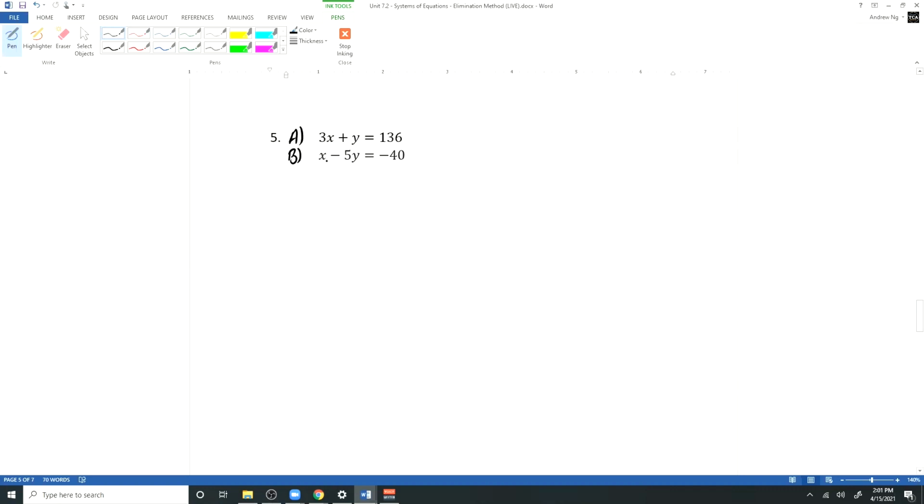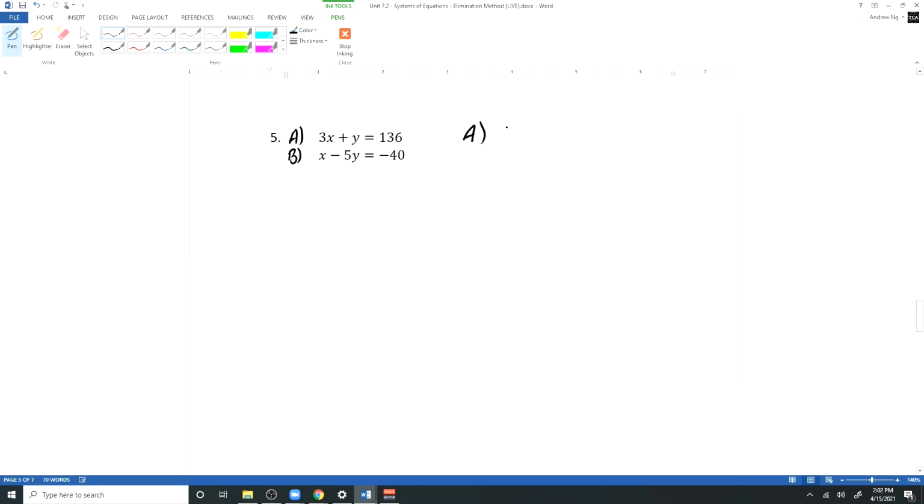And what I notice is that the coefficient on A and the coefficient on B for both the x and the y, nothing matches currently. So what I need to do is multiply A by some number and multiply B by some other number so that I can get those coefficients to match up. The easiest way to do that is simply, well, if this is 3x and this is 1x, multiply by the other equation's coefficient. So let's multiply A by 1, so I'm not really doing anything in that case.